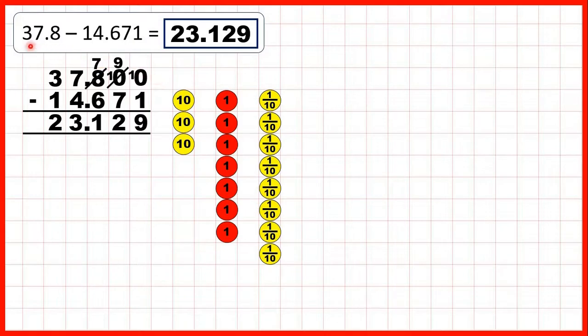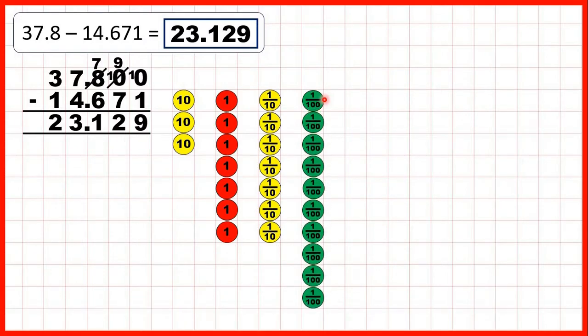Let's take another look at this first question, but let's use place value counters so we can see what we did. We started with 37.8, so that's 3 tens, 7 ones, and 8 tenths. First, we wanted to subtract 1 thousandth, but to do that we first had to exchange one of our tenths for 10 hundredths, so we can take one of our tenths and exchange it for 10 hundredths counters.